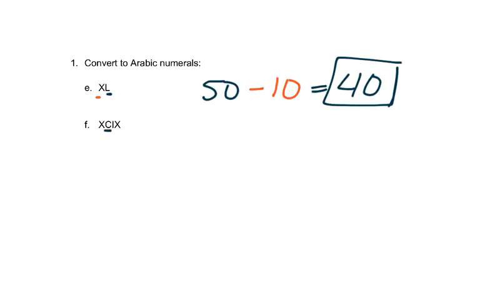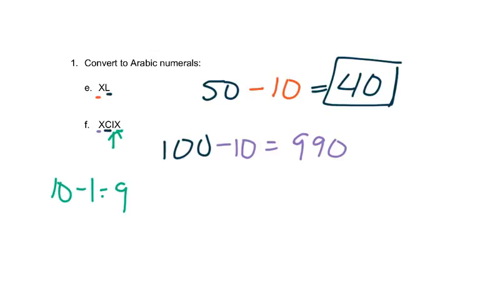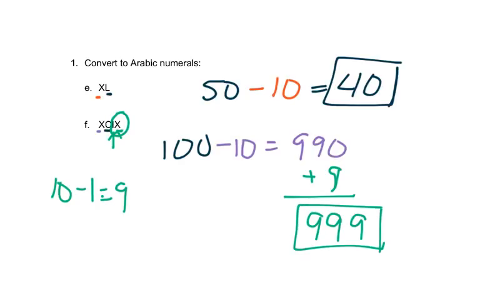Here, the biggest letter is the C, and C is 100. The 10 is before it, so we're subtracting 10. So right now we have 90. The next biggest letter after it is a 10, but there's 1 before it. So we have 10, and we're subtracting 1, which gives us 9. But that 9 is after the C, so that gets added on to this previous answer, and we get 999.